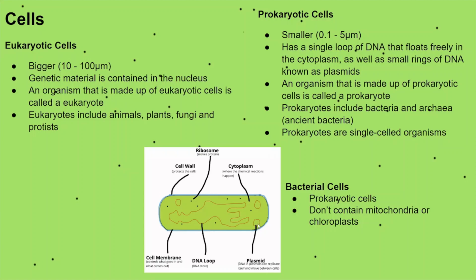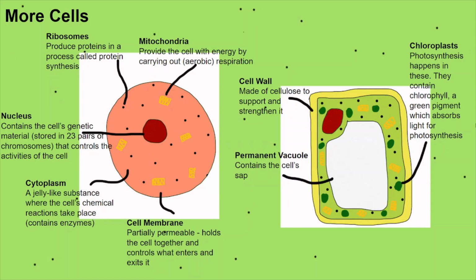the DNA loop, the plasmids, which are just small rings of DNA which can replicate themselves. There's also the cytoplasm, this jelly-like substance where the chemical reactions happen. It has a cell wall to protect the cell, a cell membrane to control what enters and exits, and bacterial cells also have ribosomes, which make protein through protein synthesis, but they don't contain mitochondria or chloroplasts, which is unlike animal and plant cells. So let's look at those.